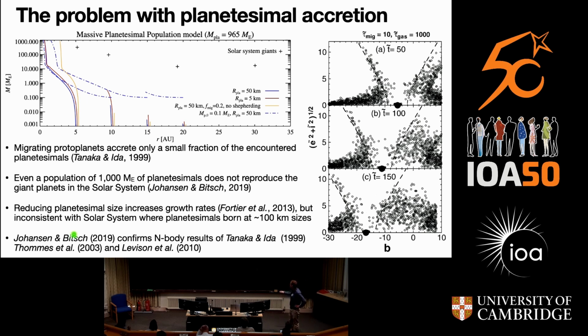But then I would say this is inconsistent with the solar system, where planetesimals were born at 100 kilometers in size. So we need to rethink this. There's a real issue here. And I just want to say this is just a one-dimensional model, and actually it confirms N-body results by Tanaka, Ida, Thomas, and Levison, and by other groups.